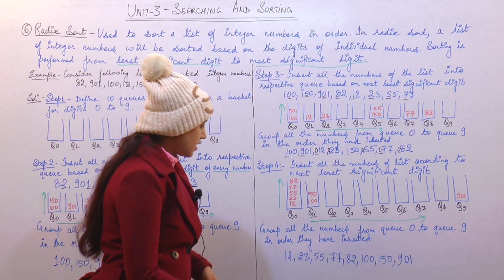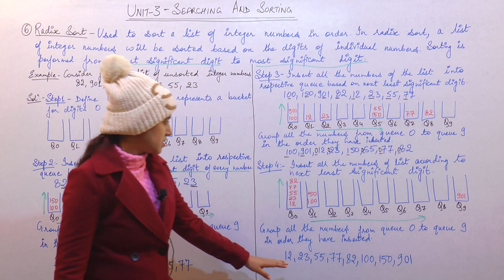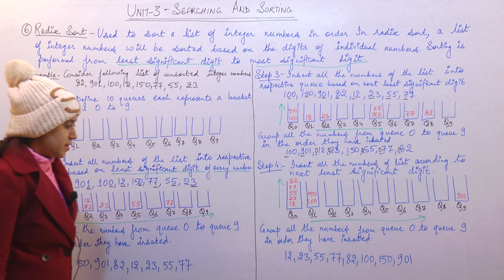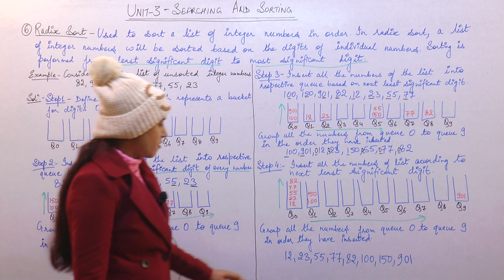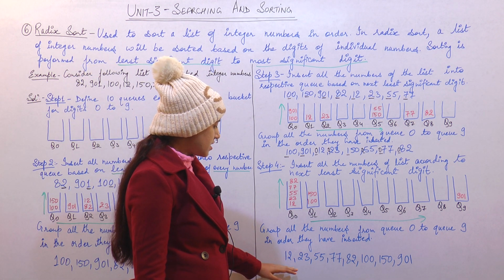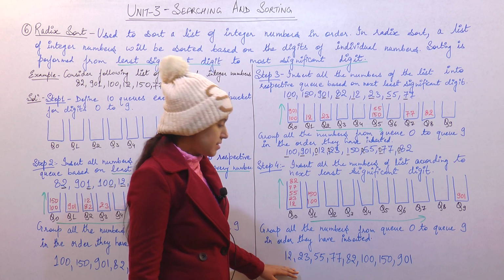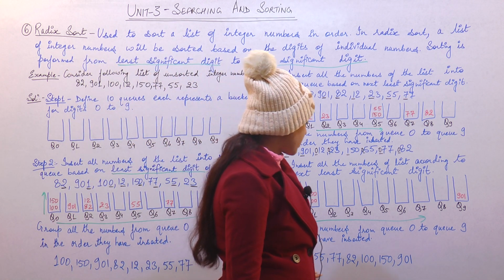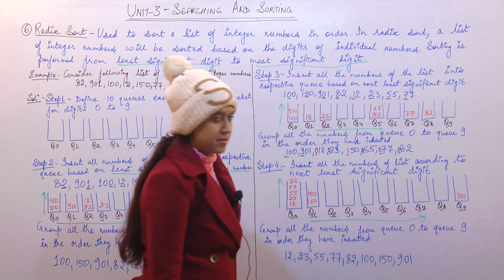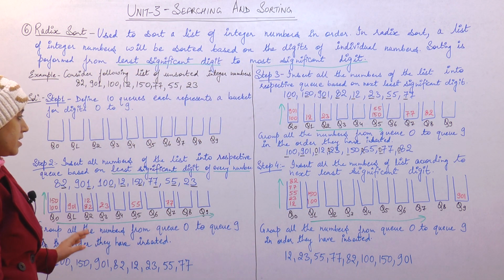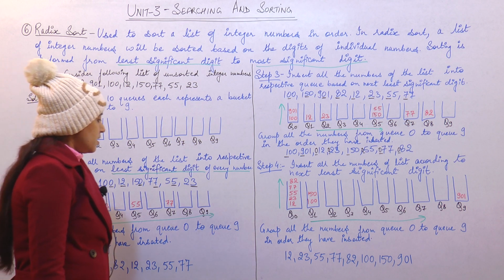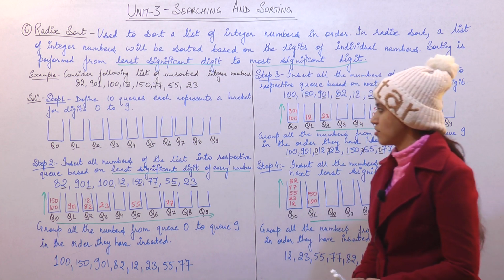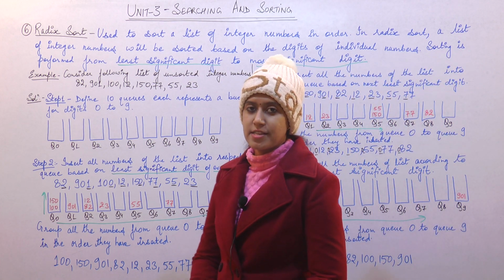So in this way, in the last step, that is step 4, we got all the integer numbers in sorted form. Sorted form means in increasing order, that means the smallest element at the leftmost corner and the largest element at the rightmost corner. So in this way, using 0 to 9 buckets, we can implement radix sort. I hope you all have understood. Thank you very much.